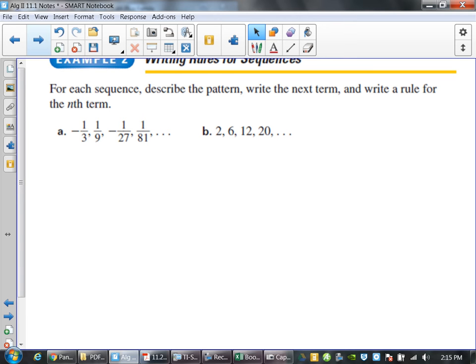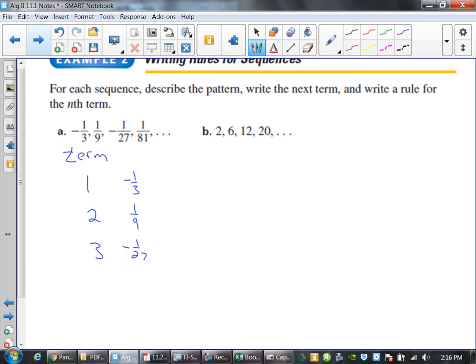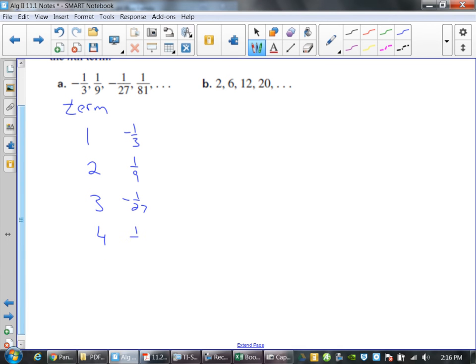So if I want to look at one where it's negative 1/3, 1/9, negative 1/27, positive 1/81, I've got to figure out a way to write that in terms of some equation generated as first term, second term, third term, and so on. A lot of times as you play around with these, if I put them vertically, sometimes it's easier to see what's going on. So first term is negative 1/3. Second term is positive 1/9. Third term is negative 1/27. Fourth term is 1/81. It's going to be the fifth term.